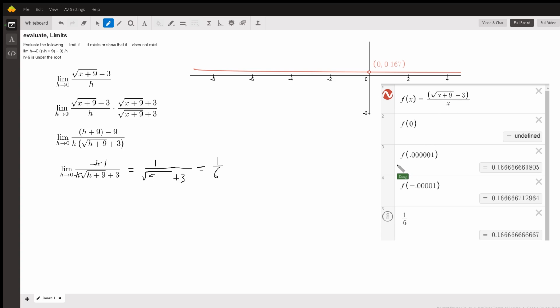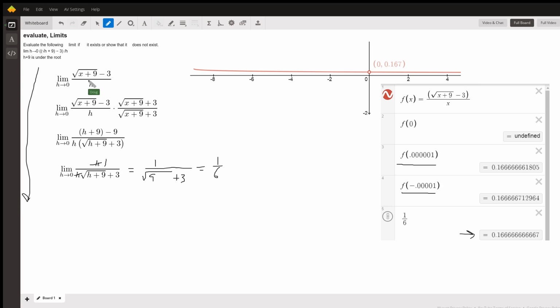But you can see as I get real close to 0 for x, that the y values get closer and closer to, well, here's the actual value, 1/6 as a decimal, 0.1666 repeating. Question is, how do you find that limit algebraically? And that's what I'm showing over here.